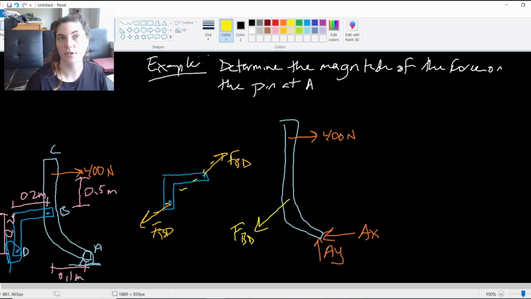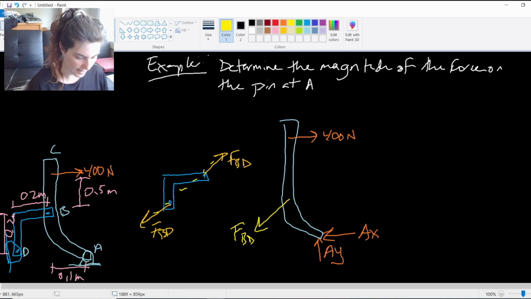So now I have three unknowns, and I can apply my three equilibrium equations to find them. Before, I would have had four unknowns and three equations, so it wouldn't have been solvable. But now with this system set up, I can solve with my three equilibrium equations.